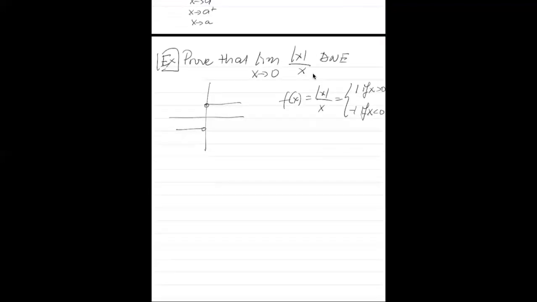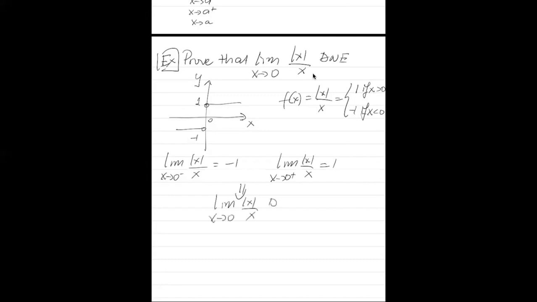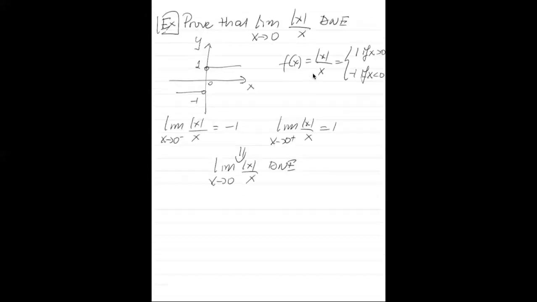piecewise function earlier. So the limit from the right is different from the limit from the left. The limit of our function from the left is -1. The limit from the right is 1. These two are different. Therefore, the limit when x approaches 0 does not exist. All right, so we've seen if you have a jump, then the limit does not exist. If you just have a hole, the limit exists.